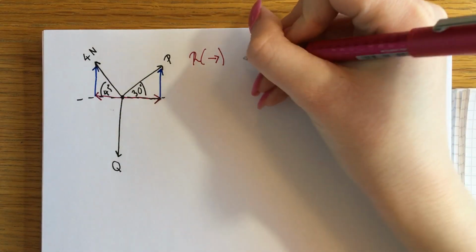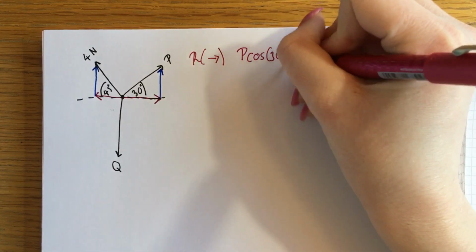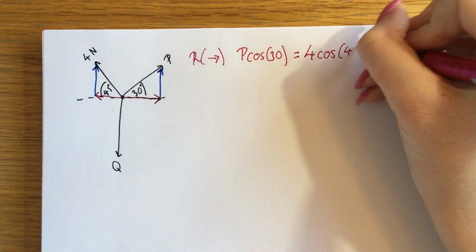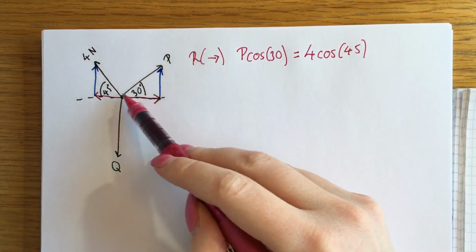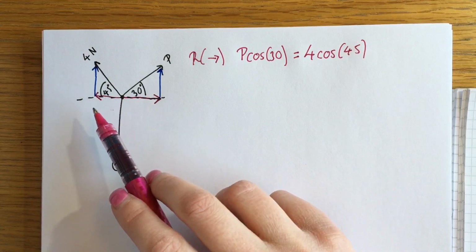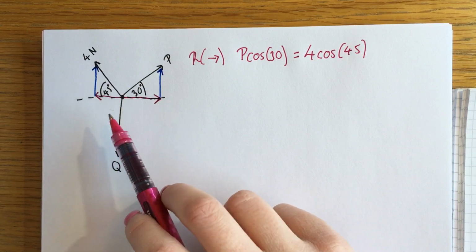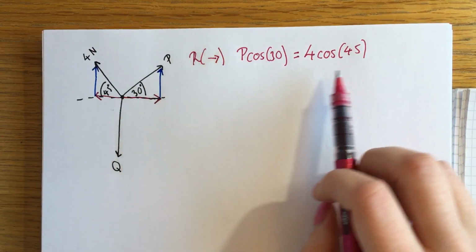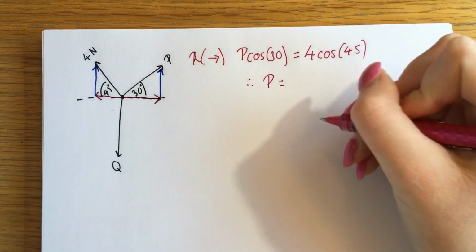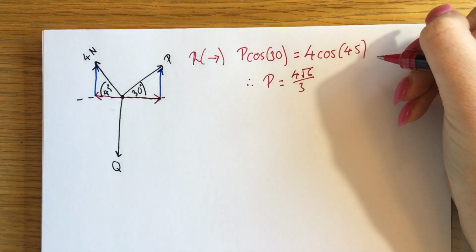So resolve horizontally. So P cos 30 must be equal to 4 cos 45. Remember, I know they're equal because this is in equilibrium, it is static, which means if I did the force going forward, subtract the force going backwards, or right and left, this would give me 0. So I know that therefore they must be equal to each other. Now I've just got an easy rearrangement. I know to divide both sides by cos 30. So therefore, P is equal to 4 root 6 over 3.